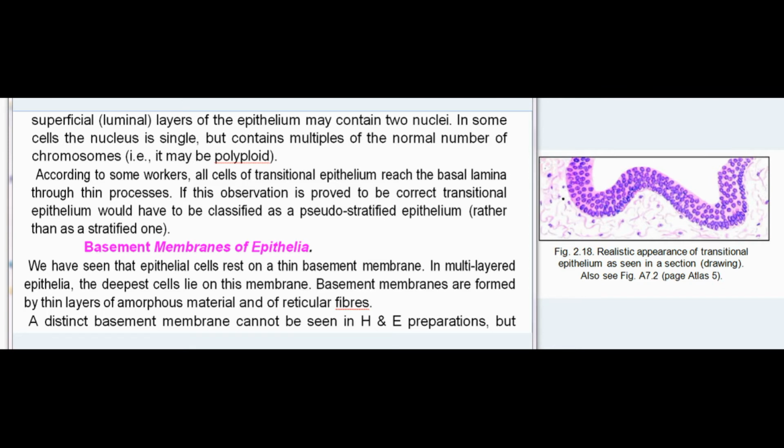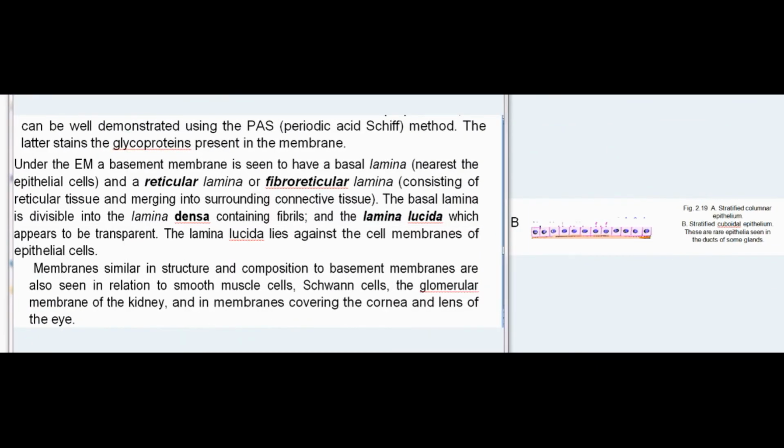A distinct basement membrane cannot be seen in H&E preparations, but can be well demonstrated using the periodic acid Schiff method. The latter stains the glycoproteins present in the membrane. Under the electron microscope, a basement membrane is seen to have a basal lamina, nearest the epithelial cells, and a reticular lamina or fibroreticular lamina, consisting of reticular tissue and merging into surrounding connective tissue. The basal lamina is divisible into the lamina densa containing fibrils, and the lamina lucida, which appears to be transparent. The lamina lucida lies against the cell membranes of epithelial cells.